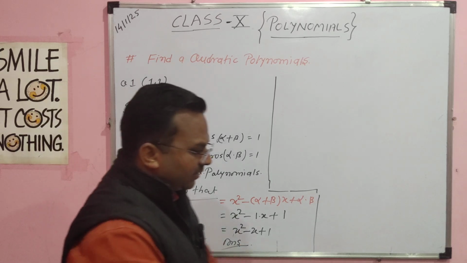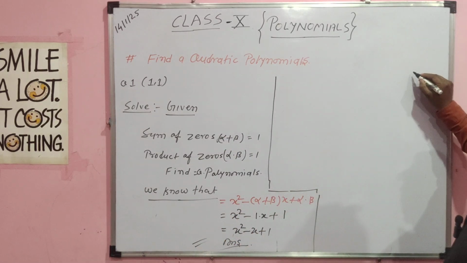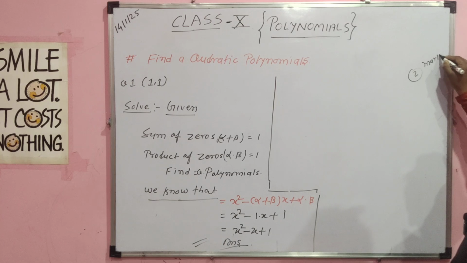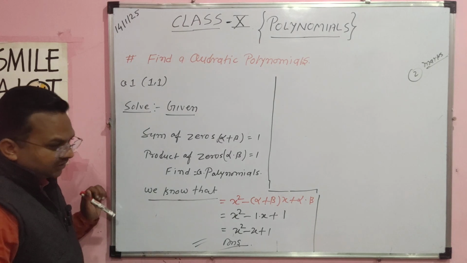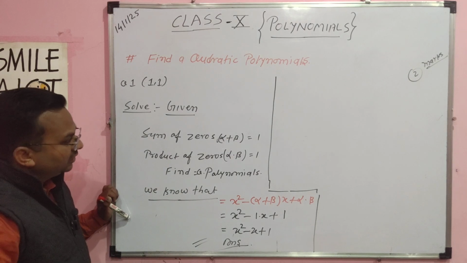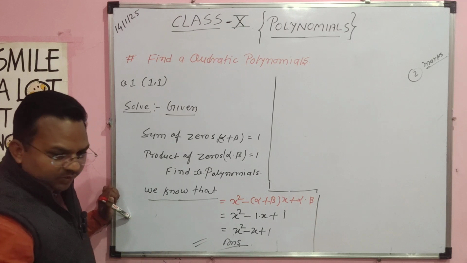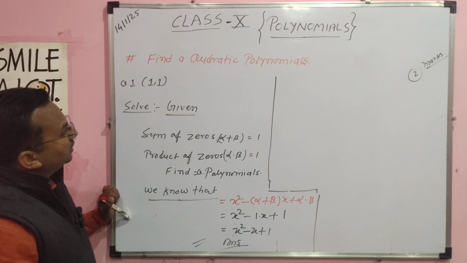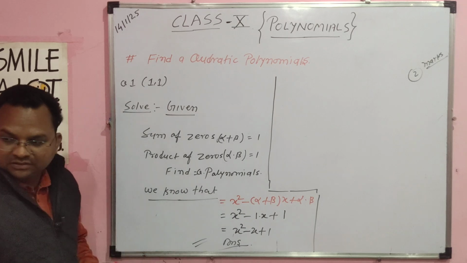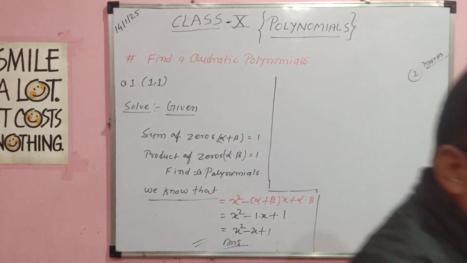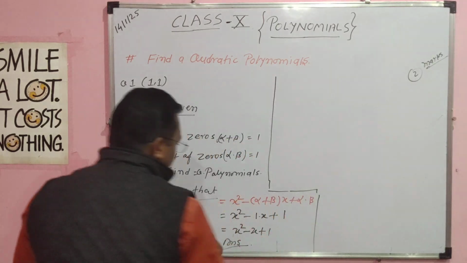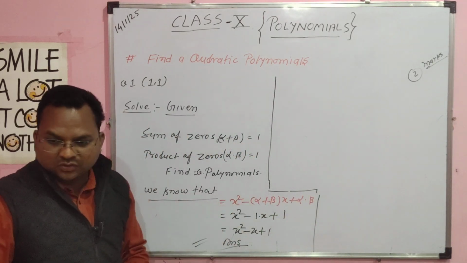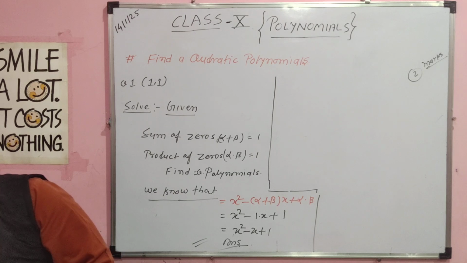Okay. In an exam, this is for 2 marks, and it comes in your annual exam question paper. Understand or not? Okay. The most important thing for quadratic polynomials is the formula: x square minus alpha plus beta x plus alpha into beta.